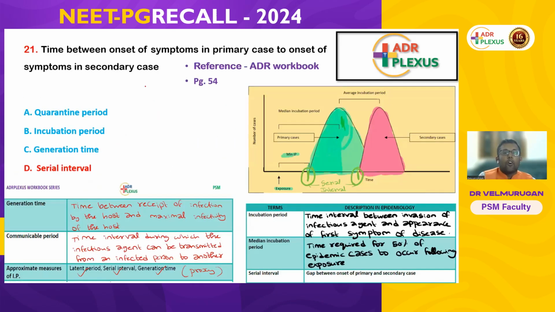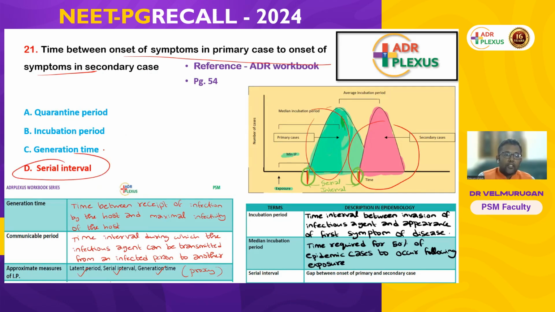Next, time between onset of symptoms in primary case to onset of symptoms in secondary case. So this is the exposure. Following this, we are developing a group of primary cases. Then from them a group of secondary cases develop. So what is the time interval between the onset of the first case and the onset of the other case? Time interval between the onset of the primary cases and the onset of the secondary cases is called the serial interval.